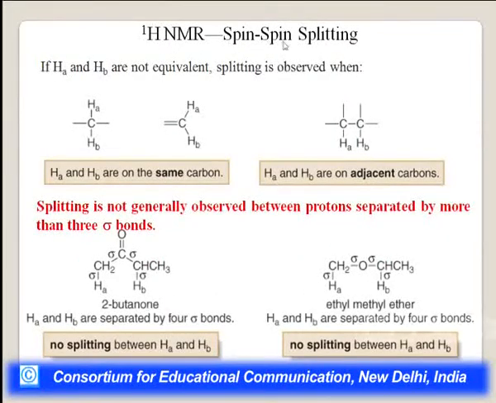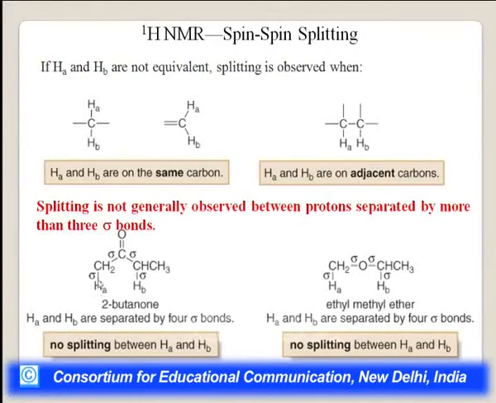In H NMR spin splitting, if HA and HB in this case are not equivalent, splitting is observed. You can see these two are the same, these two are on the adjacent carbon atom. Splitting is not generally observed between protons separated by more than 3 sigma bonds. This is the example, 2-butanol. You can see the number of sigma bonds. We can write this CH3 in this manner.